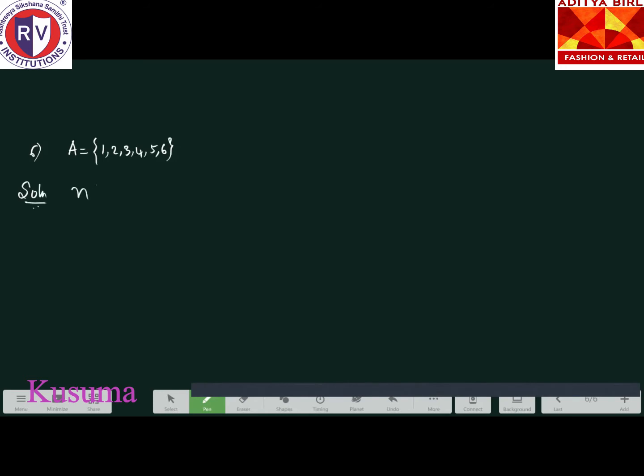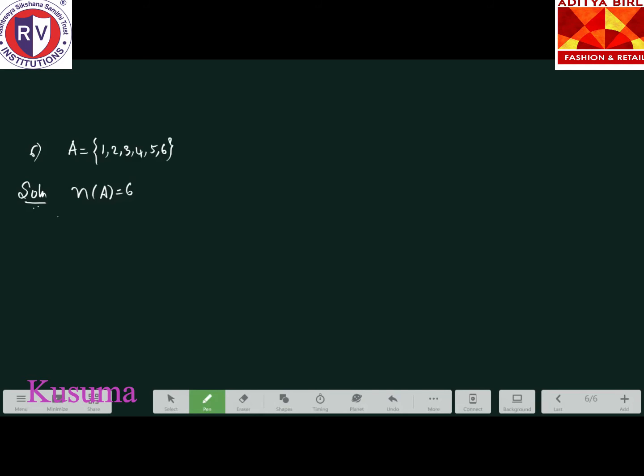So here, n of A is 6, right? There are 6 elements in the given set. So the number of subsets of A is given by 2 to the power of 6. Whenever there are 6 elements in the given set, the number of subsets is given by 2 to the power of 6. That is, if n is the number of elements present in the set, then 2 to the power of n will be the number of subsets for the set.